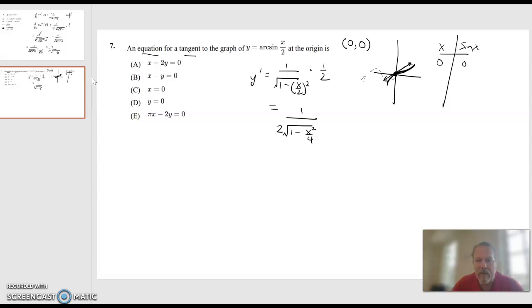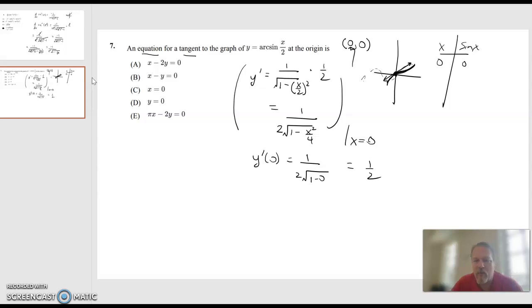I'm evaluating that at x equals 0. Okay? So put a 0 everywhere I see an x, I get y prime of 0 is 1 over 2 times the square root of 1 minus 0, which is 1/2. So that's the slope of my line.